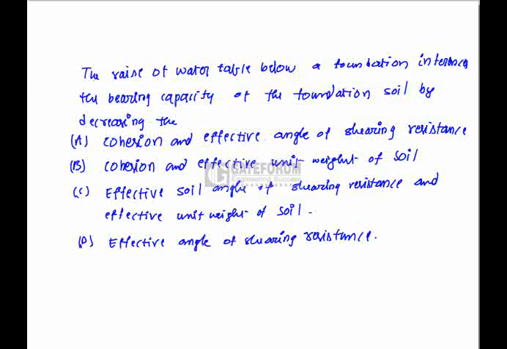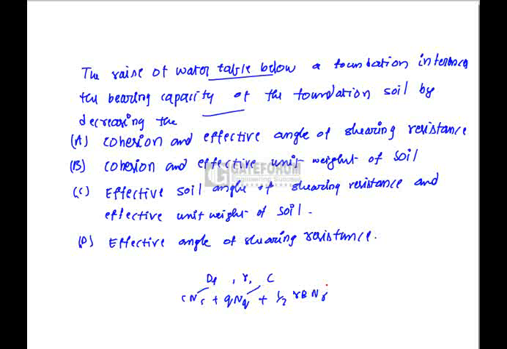The question is: the rise of water table below the foundation influences the bearing capacity of the foundation soil by decreasing which? What is going to be the effect of the water table on the foundation soil? We know the bearing capacity equation is a function of depth of foundation, unit weight of soil, and cohesion: q = cNc + qNq + half gamma B N gamma. Here Nc, Nq and N gamma are Terzaghi bearing capacity factors, and c is cohesion. q is gamma into depth of foundation, gamma is the unit weight of the soil, and B is the width of the foundation. This is the ultimate bearing capacity of a foundation.